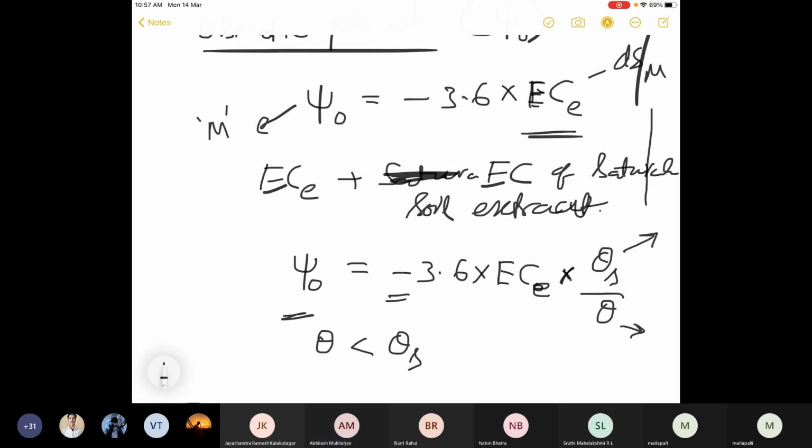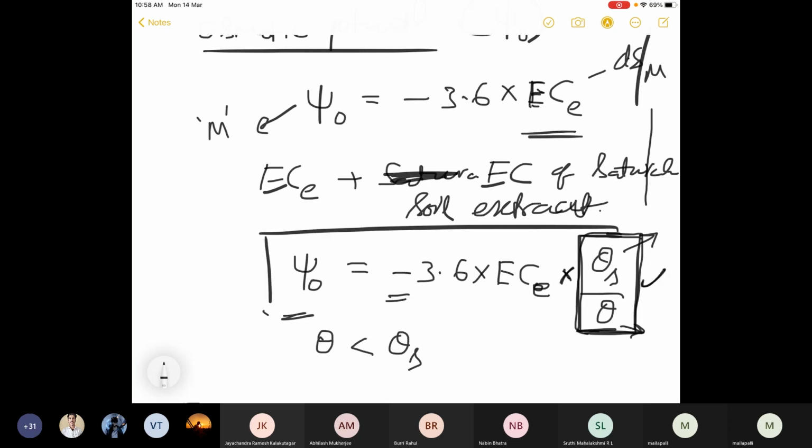So the difference is when you consider the soil moisture into the picture, then you have to multiply with this fraction theta S by theta, or relative moisture content we call, right? Soil moisture plays a big role because ultimately water is a driver, right? For any solute to move from one place to another place, there's water. So that's why this equation plays a big role.